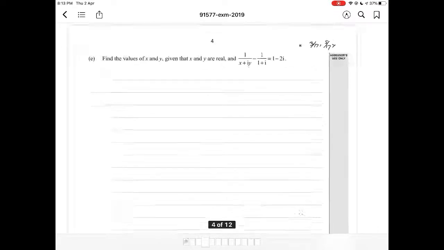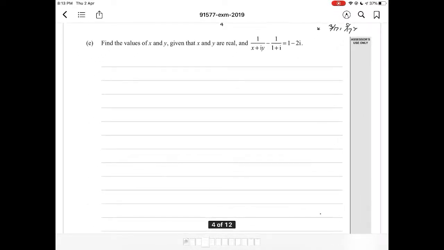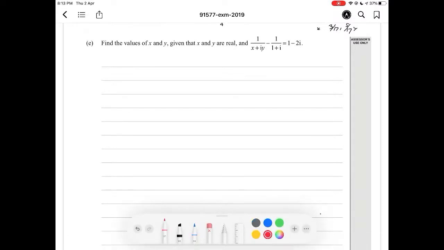Alright, question E. Find the values of x and y given that x and y are real and 1 over x plus iy minus 1 over 1 plus i equals 2 minus i. In this case, you have two options. You can either do the subtraction of two fractions first, or you can find the conjugates first and move i to the numerator first. Moving i to the numerator first might be easier, so multiplying each fraction by its conjugate and then doing the subtraction.